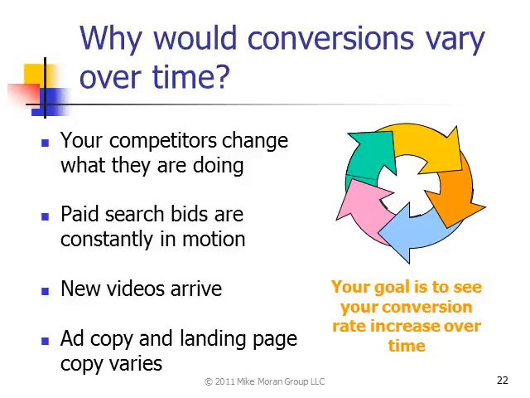So you might ask yourself, what's the purpose of all this segmentation? Why would conversions vary over time? Why would they vary between different segments? Well, the reason they would vary is because your competitors are constantly changing what they're doing. You're changing what you're doing. There's also other kinds of areas that are changing all the time.